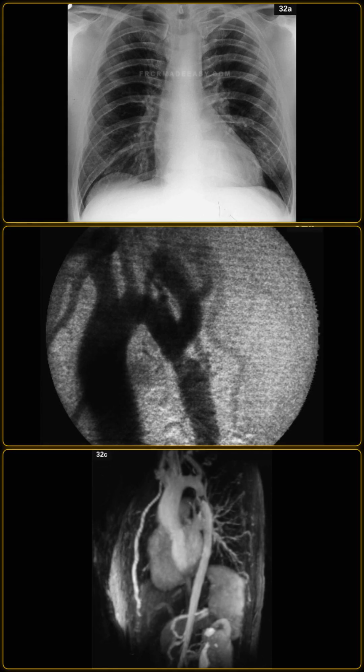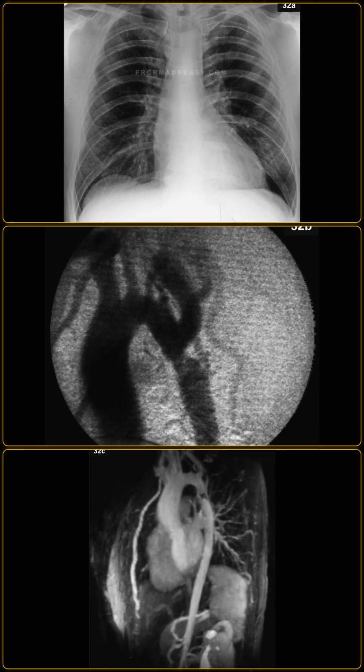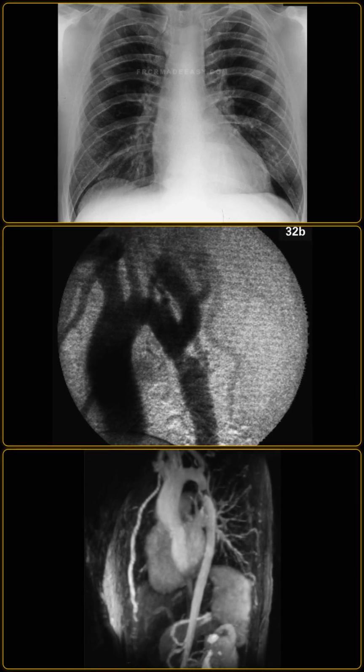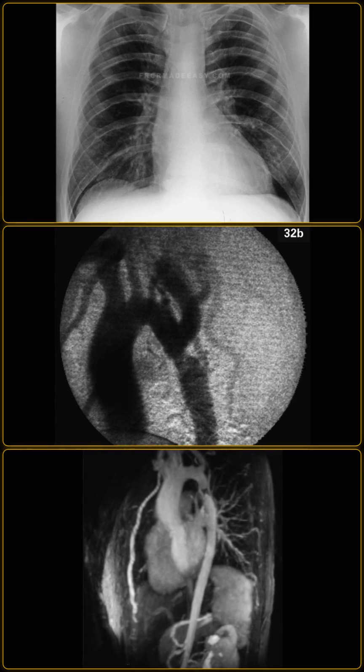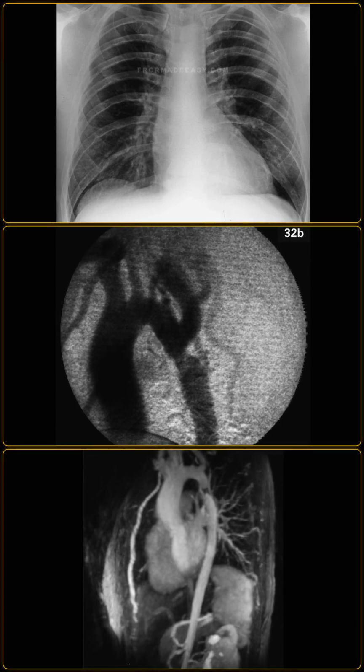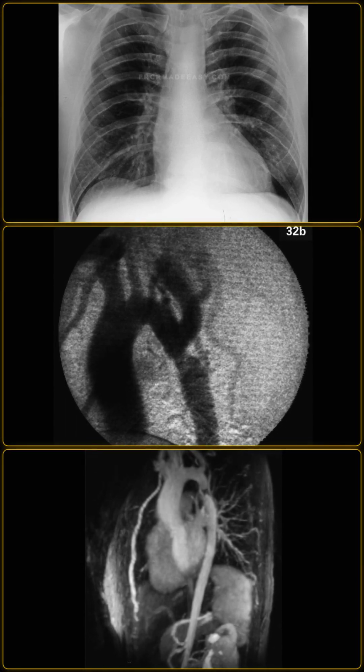I would recommend a contrast-enhanced CT angiography, CTA, or MR angiography, MRA, of the chest to visualize the coarctation segment, measure the stenosis, and evaluate for collateral vessels. I would also refer the patient to cardiology and cardiothoracic surgery for evaluation and treatment planning.